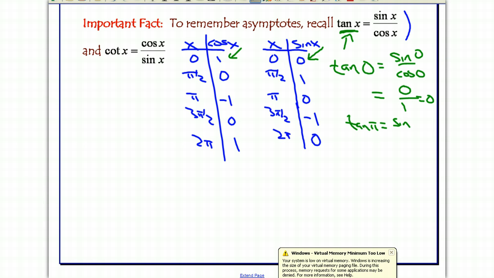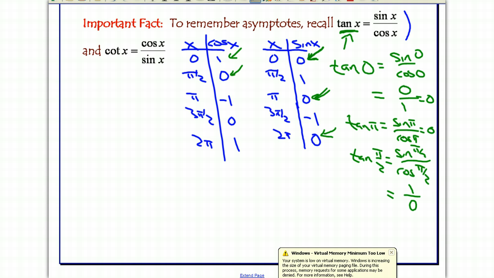Or the tangent of pi. It's the sine of pi over the cosine of pi. But look at that. The sine of pi is 0. So everywhere the sine is 0, the tangent is 0. How about tangent of pi halves? That's the sine of pi halves over the cosine of pi halves. But wait a minute. The sine of pi halves is 1. The cosine of pi halves is 0. You can't divide by 0.